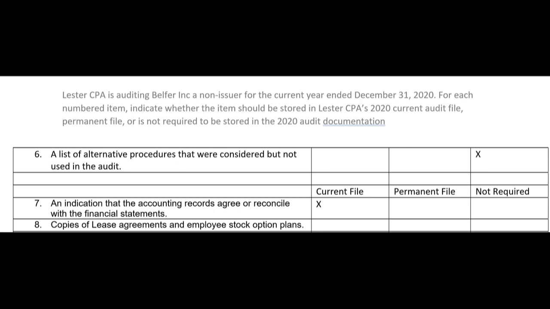Number eight, copies of lease agreements and employee stock option plans. And that would be in the permanent file because that's a schedule, a document, or a record with continuing audit significance for that specific client. That lease agreement will span a number of years, and the stock option plans will be relevant to next year's audit and the following year as well. And if this were to have said pension plan, permanent file as well.